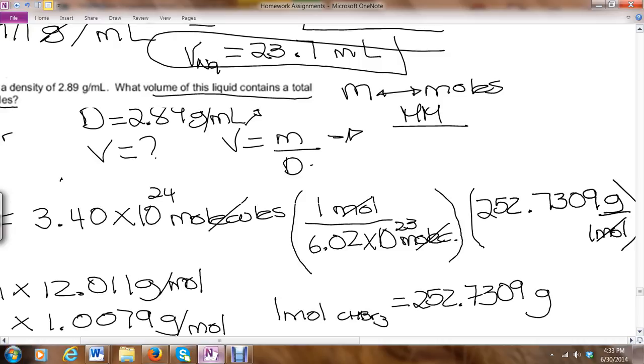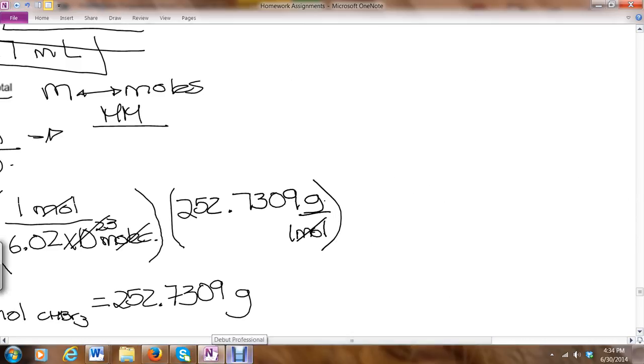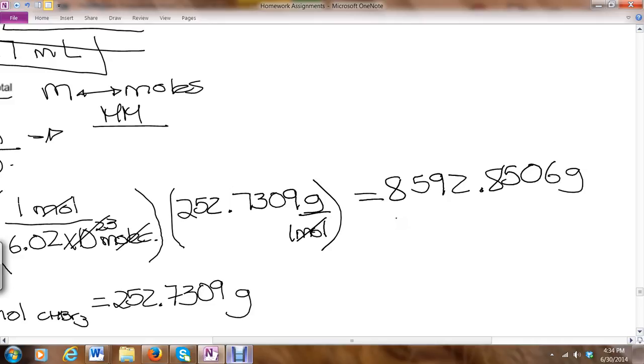This would be 23 and 24 cancels out and you have left 1 here. So it's 334.0, right? Multiply by 252.7309. And that is giving you, well, I'm going to have to check it out because it's a big number. And it's going to give you 88,592.8506. Leave it like that, grams. So it's going to be 8.592.